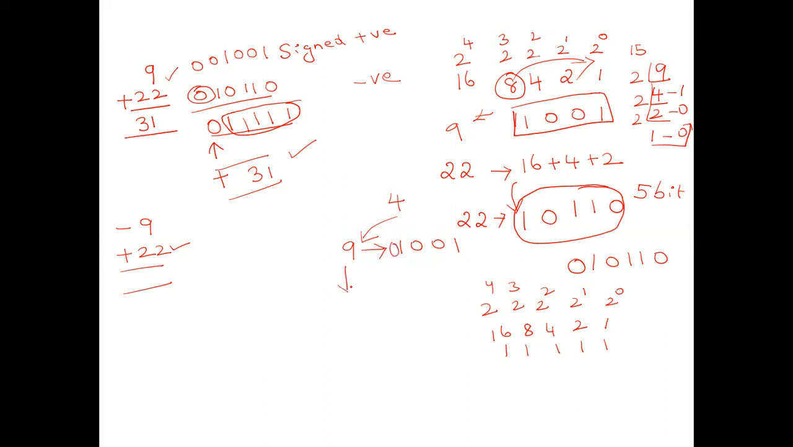But how will 9 be converted to -9? A positive number is converted to a negative number by 1's complement plus 1. How will you perform 1's complement? 0, 1, 0, 0, 1. So 1 will be converted to 0, 0 will be converted to 1, and then add 1 to the LSB. So 0 plus 1 is 1, here 1, here 1, here 0, and here 1. So -9 is 1, 0, 1, 1, 1.